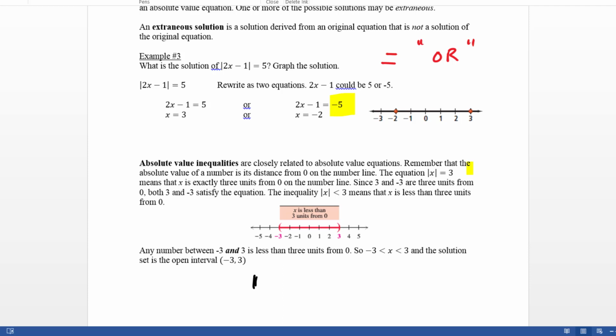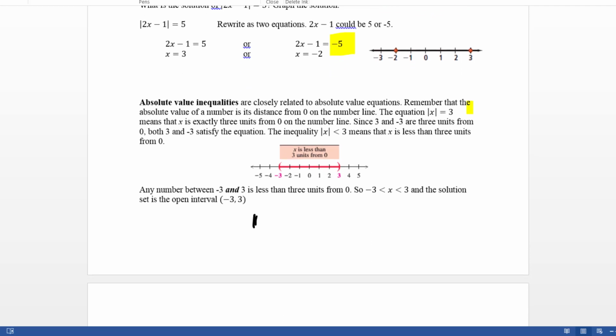And in this particular case, since we're dealing with equations, we have two very distinct points on the number line. In this case, -2 and +3. But the one thing that you need to remember specifically is that an equal sign creates an or statement, and so both of them could be solutions. Okay, so let's extend this conversation to absolute value inequalities.